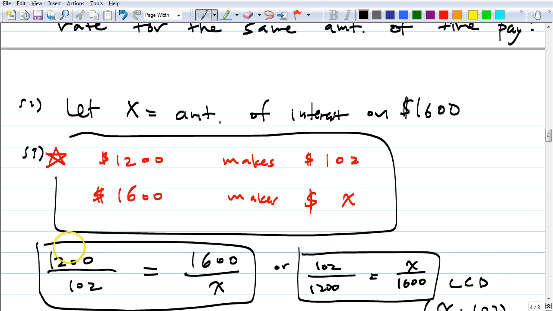If you're going to put down 1,200 on the numerator, do you think you need 1,600 on the numerator? If you're going to put 1,200 on the denominator, you're going to need 1,600 on the denominator. That matters. What I'm saying is, what goes up on the numerator, is it the investment or the interest? It doesn't matter as long as you're consistent. Of course it will matter if you switch that around.